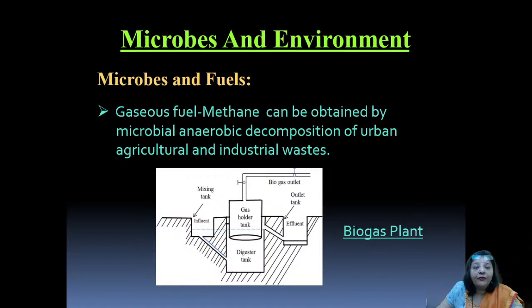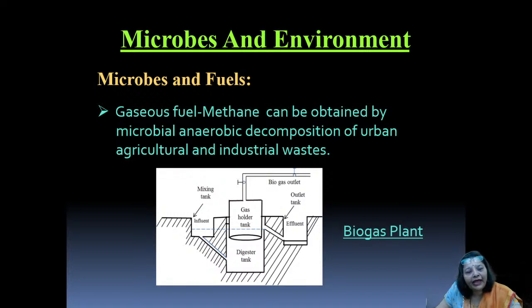So let us see how microbes play an important role in production of fuels now. Biogas is actually a type of gaseous fuel. We know that biogas is chemically called methane gas, right? And this methane can be obtained by microbial anaerobic decomposition of the urban, agricultural and industrial waste materials, right?